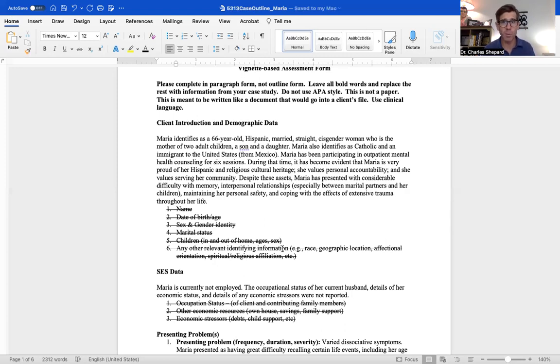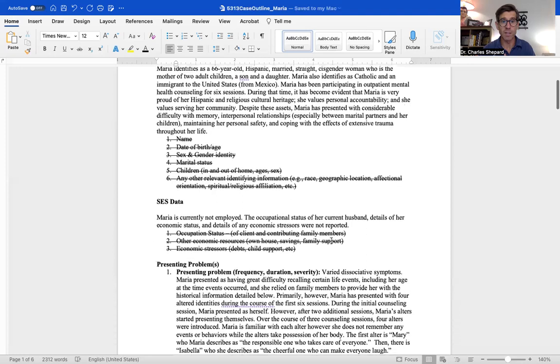During that time, it has become evident that Maria is very proud of her Hispanic religious cultural heritage. She values personal accountability, and she values serving her community. Despite these assets, Maria has presented with considerable difficulty with memory, interpersonal relationships, maintaining her personal safety, and coping with the effects of extensive trauma in her life. And so, as you can see here, I have covered these primary introductory and demographic items in this paragraph here. And I will expect something similar from you in your own group wikis and other case vignettes.